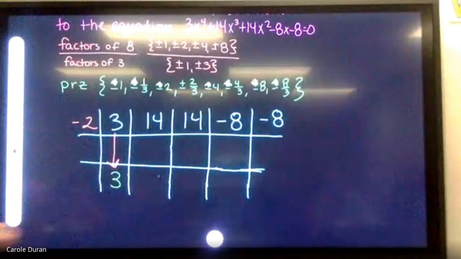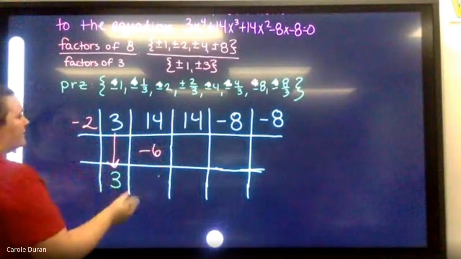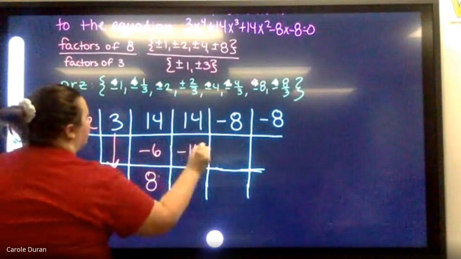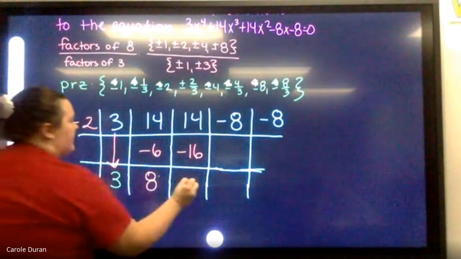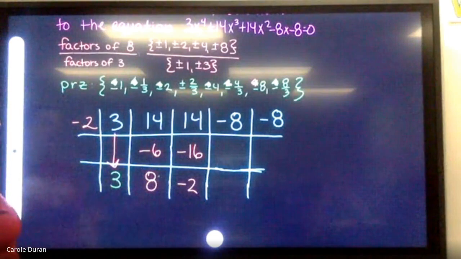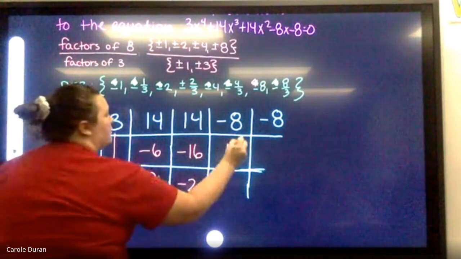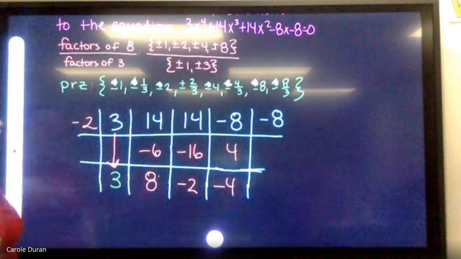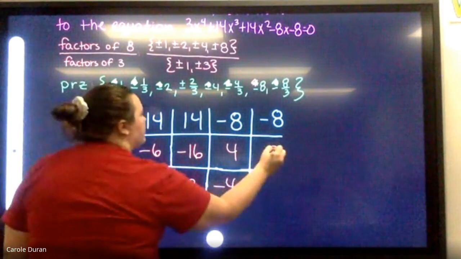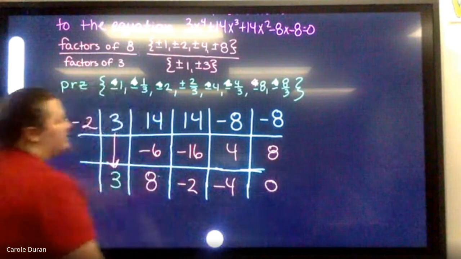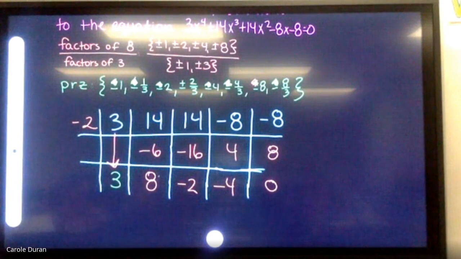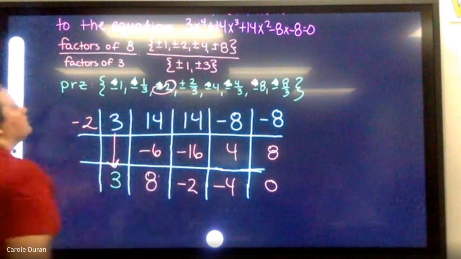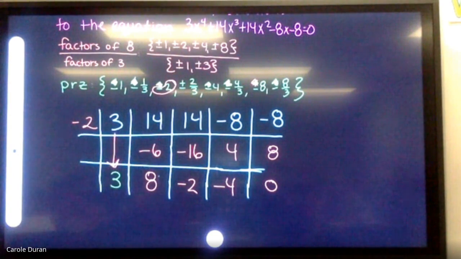3 times negative 2 is negative 6. 14 minus 6 is 8. 8 times negative 2 is negative 16. 14 minus 16 is negative 2. Negative 2 times negative 2 is 4. Negative 8 plus 4 is negative 4. Negative 4 times negative 2 is positive 8. Negative 8 plus 8 is 0. So negative 2 is a factor for this polynomial.